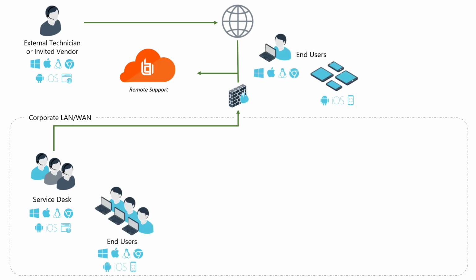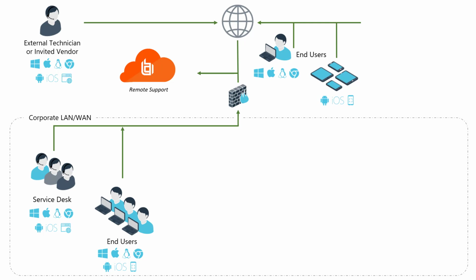When end users and customers request support, they also connect to the appliance via outbound connections. Because of this, your service desk can connect to and support users wherever they are, even if they're on a hotel Wi-Fi or their VPN is down.